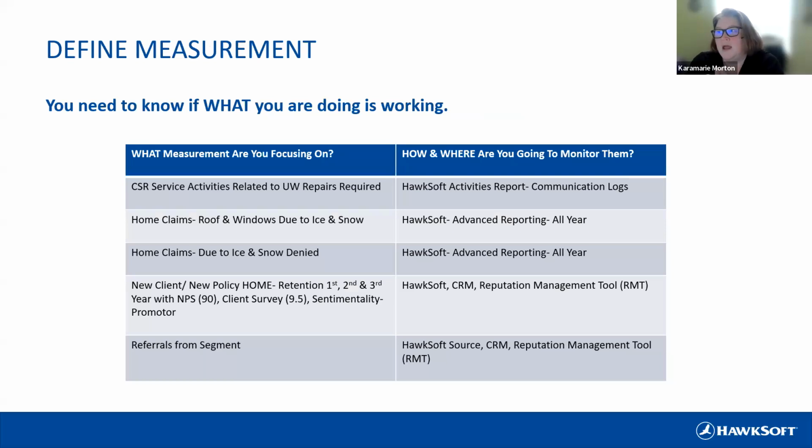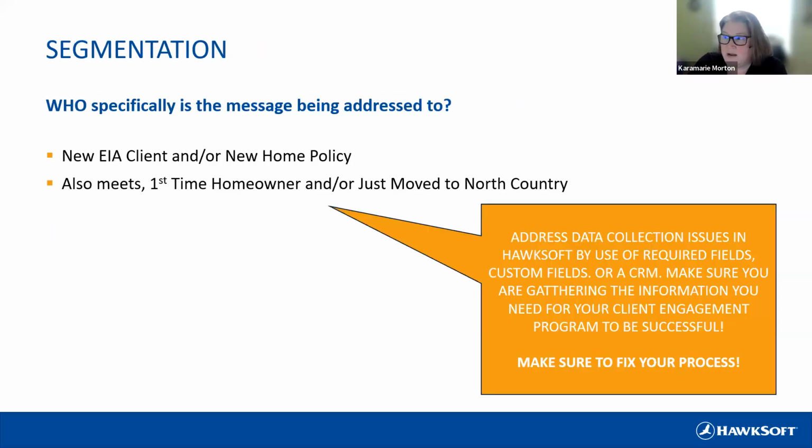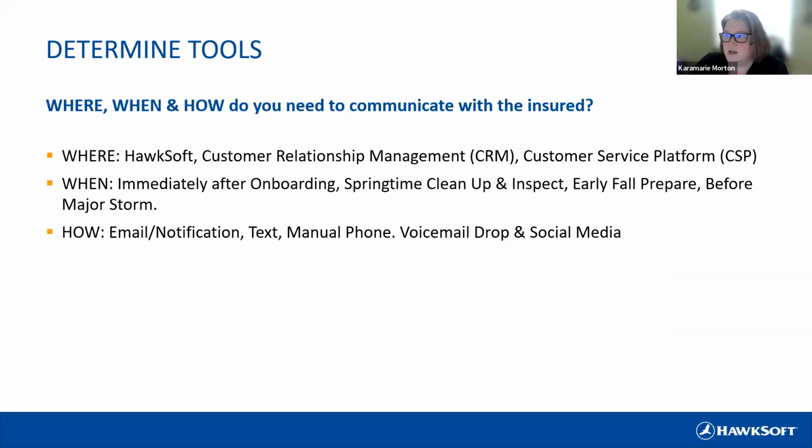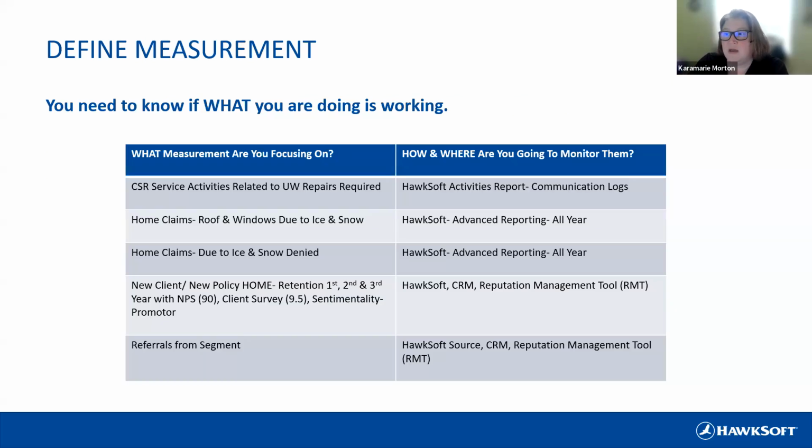Okay, and then you have to make sure that you define measurements. All right, you need to know what you are doing is working. This is also extremely important. What measurements are you focusing on, and how and where are you going to monitor them? If you have a problem and you don't have a way in which to measure it, then you have to go back once again, like I had said with the problem that we had, who specifically is being addressed, and you have to look at your AMS, your CRM, your CSP, and determine how you can measure that.